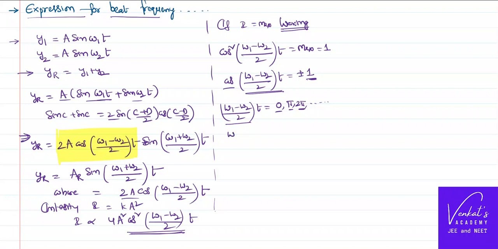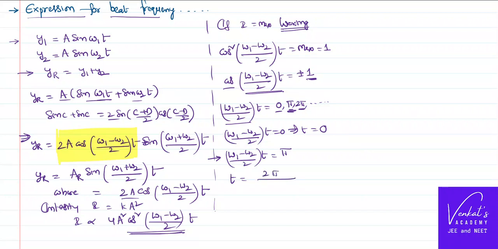Now, (omega 1 minus omega 2) by 2 times t equal to 0. This implies t is also equal to 0 in the first case. In the next case, when it happens next, is at a value of pi. So the time when it happens is 2 pi by (omega 1 minus omega 2). We know omega is 2 pi times n. So omega 1 is 2 pi n1 and omega 2 is 2 pi n2. So the 2 pi gets cancelled, and we get 1 by (n1 minus n2).